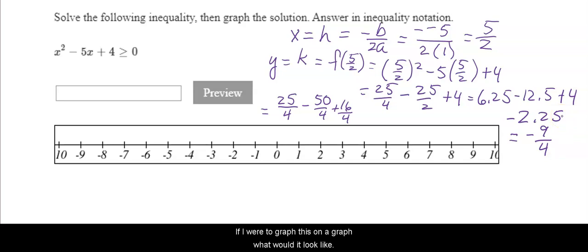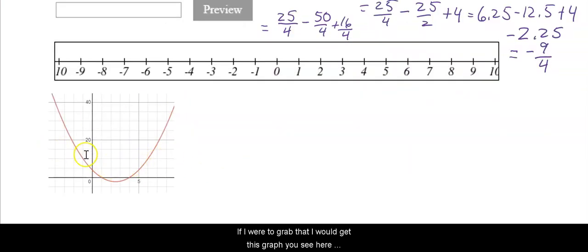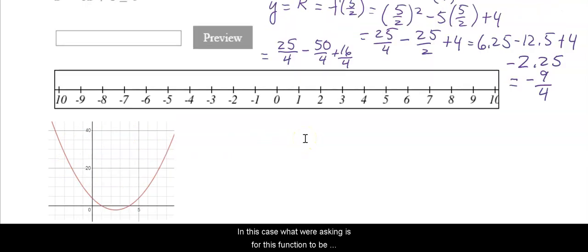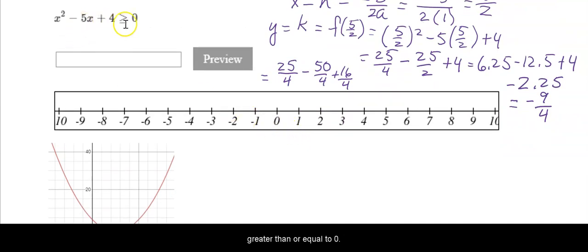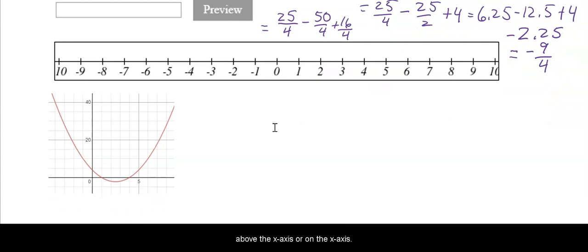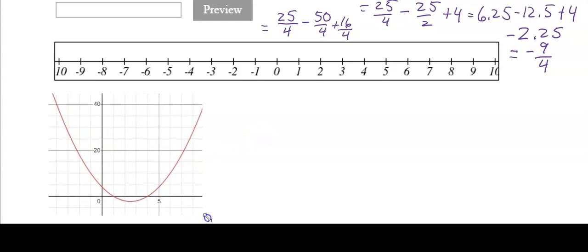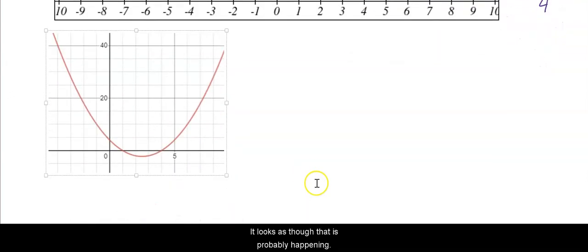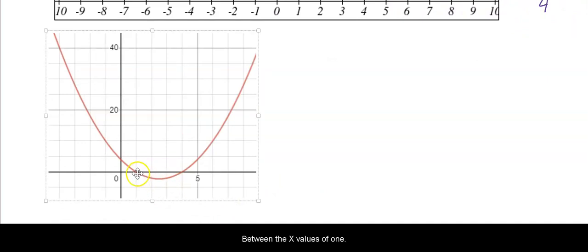If I were to graph this on a graph, what would it look like? If I were to graph it, I would get this graph you see here on the lower left. In this case, what we're asking is for this function to be greater than or equal to 0. Greater than or equal to 0 means the entire graph is above the x-axis or on the x-axis. If I expand my graph a little bit, it looks as though that is probably happening between the x values of 1 right here and the x value of 4.